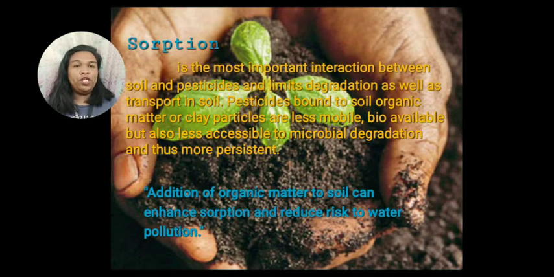Sorption. Sorption is the most important interaction between soil and pesticide and limits degradation as well as transport in soil. Pesticides bound to soil, organic matter or clay particles are less mobile, less bioavailable, but also less accessible to microbial degradation and thus more persistent. Addition of organic matter to soil can enhance sorption and reduce the risk of water pollution.